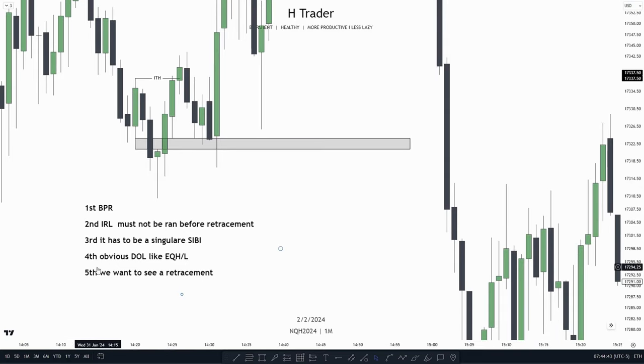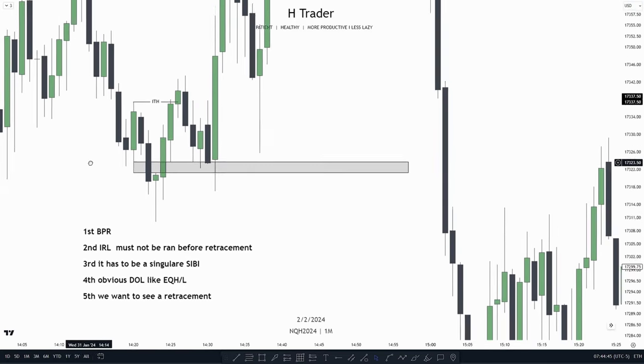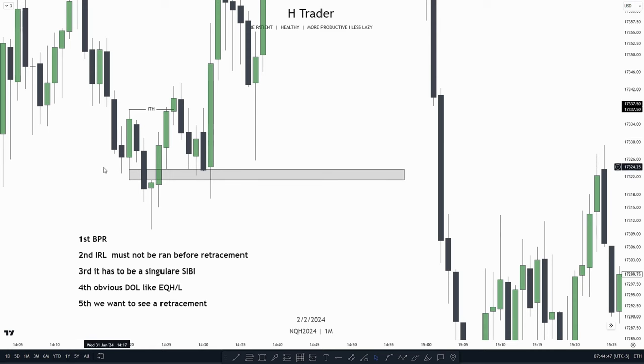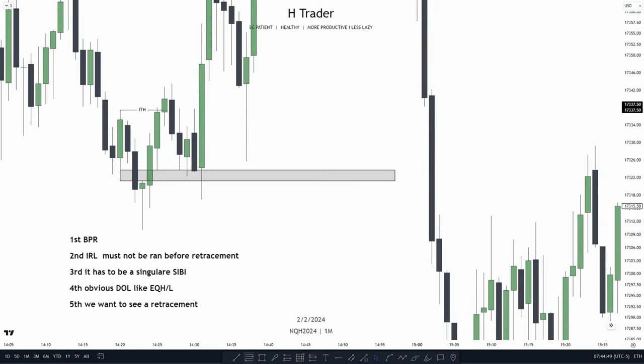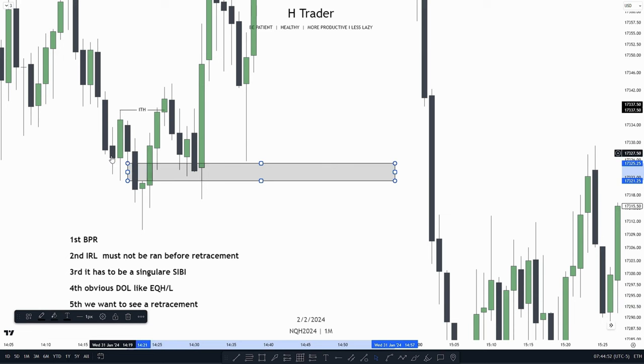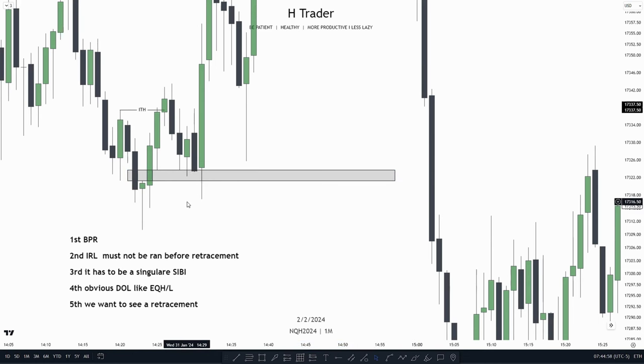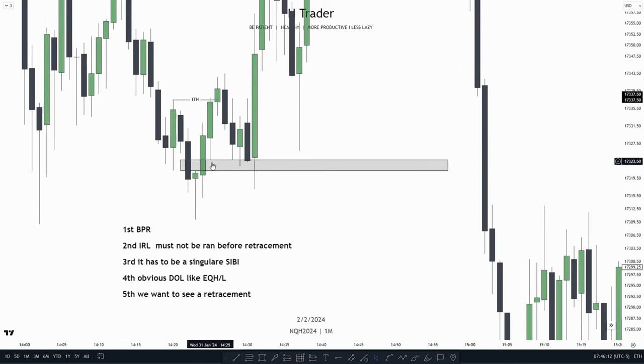So fifth, we want to see an actual retracement happen. So when we're trading the inversion value gap model, we usually can just enter right when price, as you see in this case, price closes above the inversion value gap model. But in this case, we want to see an actual retracement down into the balanced price range.